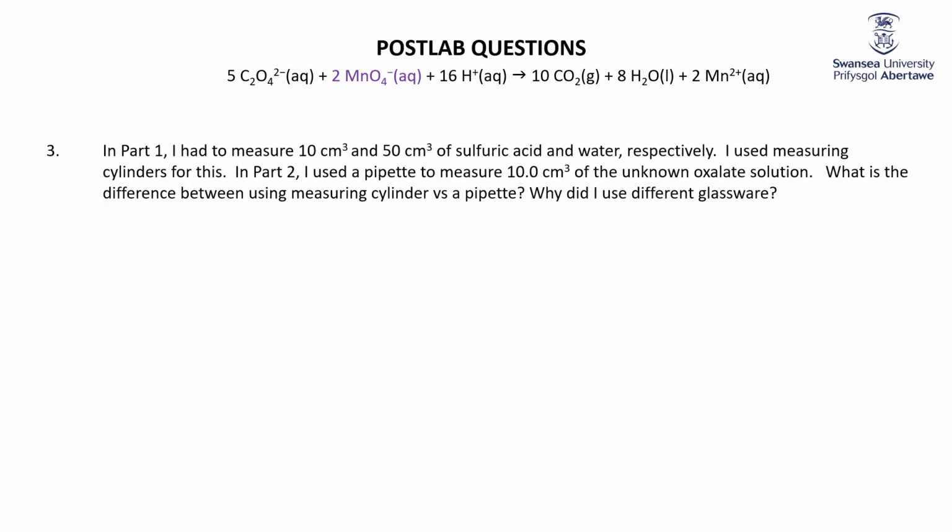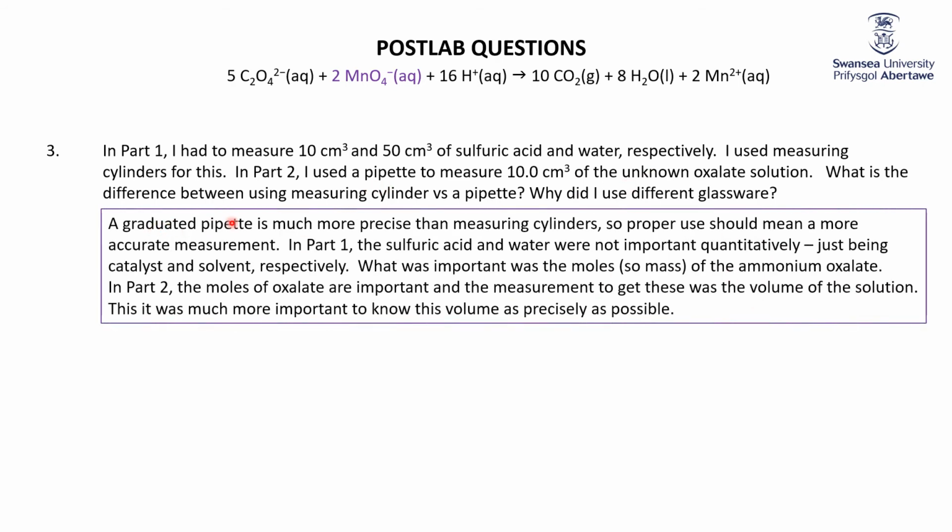Finishing off with these post-lab questions. In part 1 I had to measure 10 cubic centimeters, 50 cubic centimeters of sulfuric acid and water with a measuring cylinder. In part 2, I measured 10.0 cubic centimeters of the oxalate solution with a pipette. What's the difference and why did I use the different glassware? A pipette is much more precise than a measuring cylinder, so if you use it properly, you get a much more accurate measurement. Okay, pipette to do things accurately, measuring cylinders when you're just splashing it around, figuratively speaking.